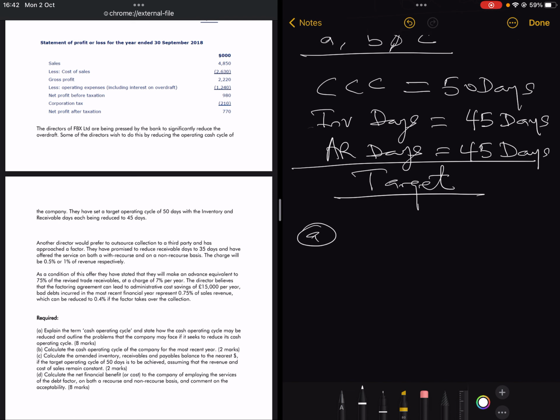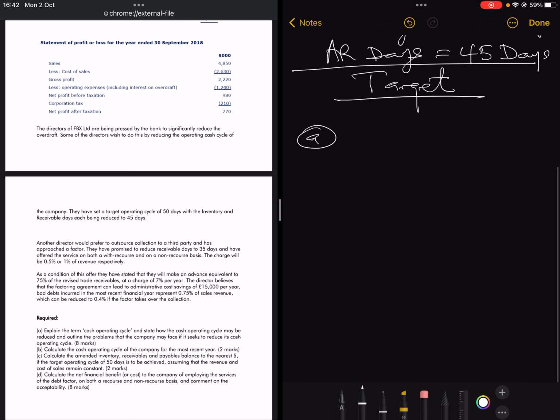Required: explain the term cash operating cycle and state how the cash operating cycle may be reduced, and outline the problems that a company may face if it seeks to reduce its cash operating cycle. This A part of the question is very tricky, and pay attention, because these are one of the reasons why students believe they've done very well in exams, but they don't pass. A lot of students don't pay attention to questions in exams. This is a typical exam question that I got.